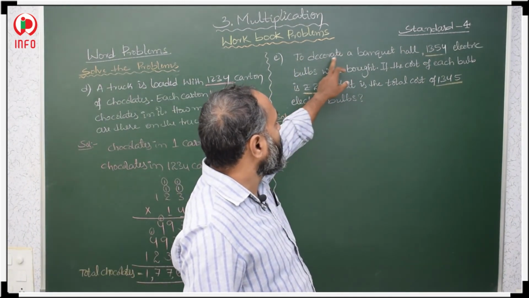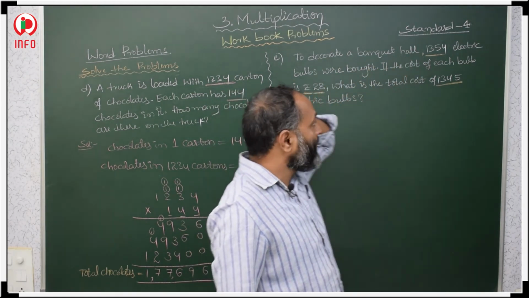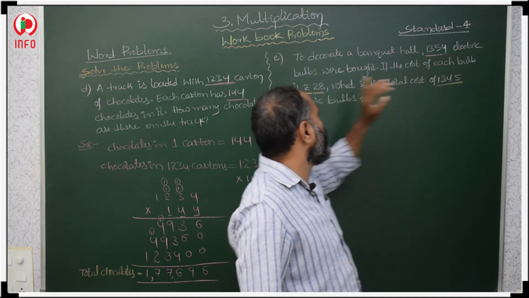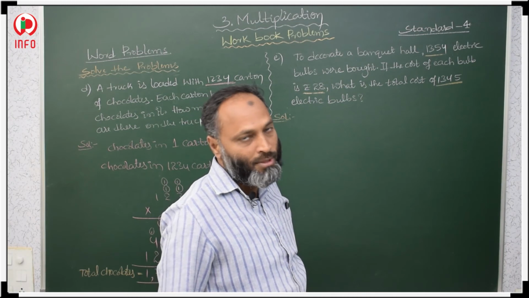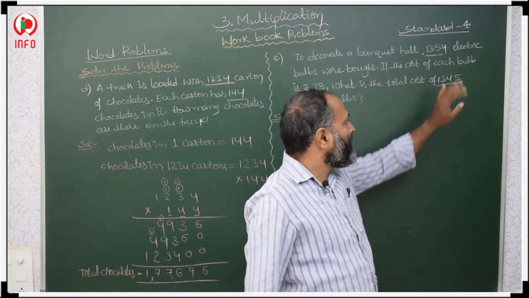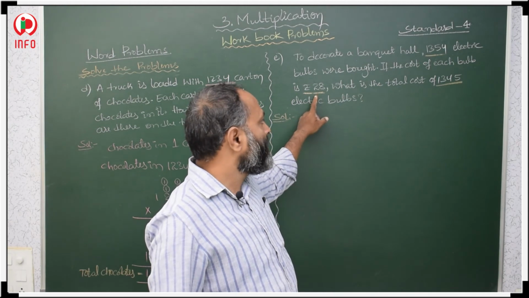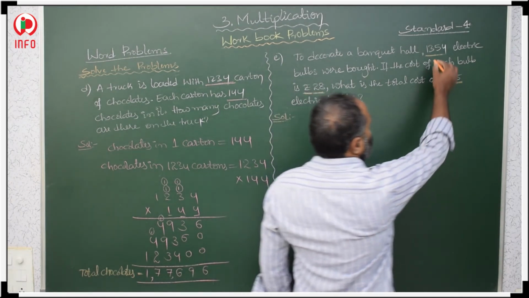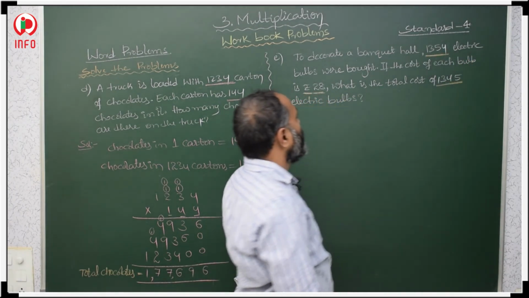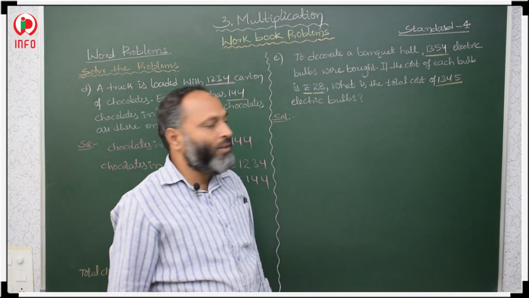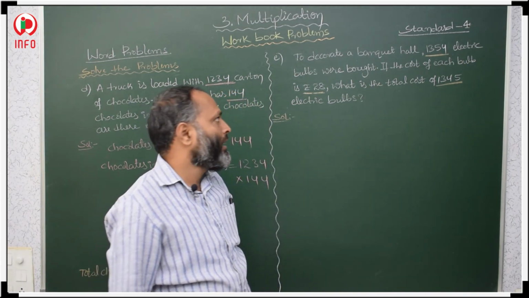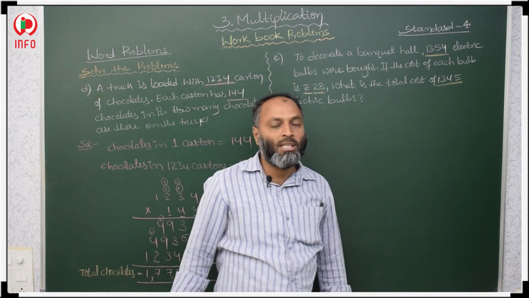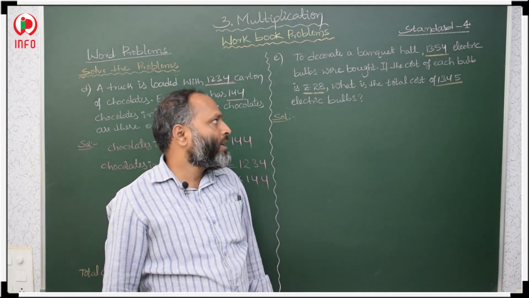Next, now students see here. To decorate a banquet hall, 1,354 electric bulbs were bought. This many bulbs they bought. Then if the cost of each bulb is 28 rupees, what is the total cost of the bulbs? To decorate the banquet hall, 1,354 bulbs they bought. The price of each bulb is given as 28 rupees.